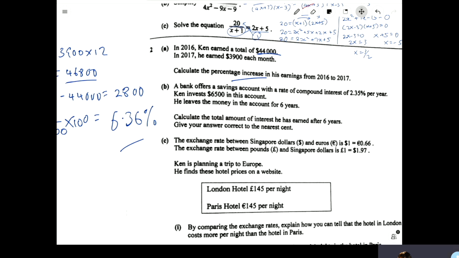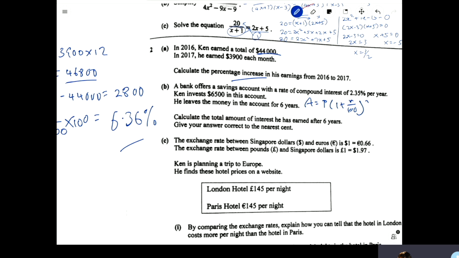Okay, part B is compound interest. What is the formula for compound interest? Total amount equals to P times 1 plus R over 100, to the power of N. Okay, can you see that on the board? So the P, now you gotta answer my question. What is P in this case? The principal. What's the value? 6,500. What is R? 2.35. What is N? 6. Okay, very good.